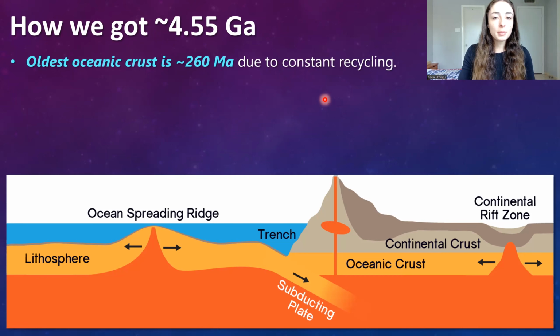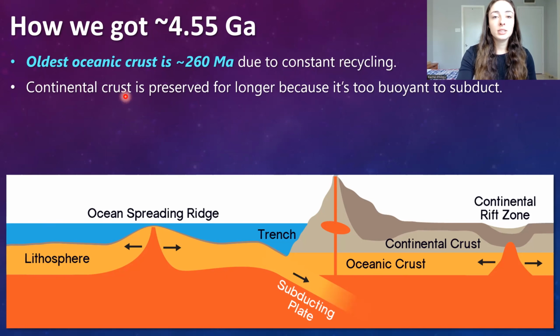Well, let's talk a little bit about Earth rocks and what's oldest on Earth. So we have oceanic crust and we have continental crust. The oldest oceanic crust is only about 260 million years old because it's constantly recycled or subducted at subduction zones where it gets recycled back into the mantle, unfortunately.